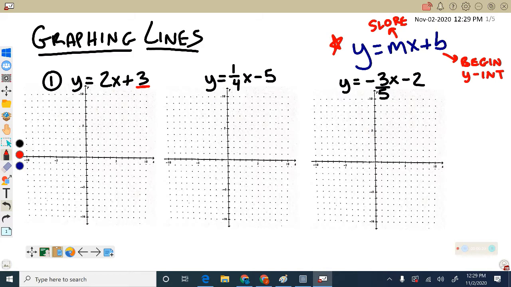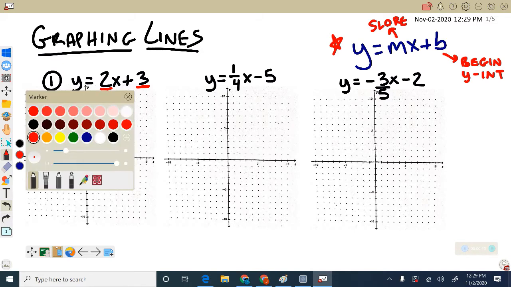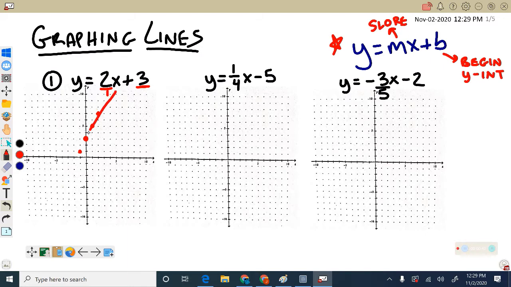The plus 3 here means you're going to begin at 3 on the axis. And your slope is to go up 2 to the right 1. Think of it as a fraction, up 2 over 1. I would do that a couple of times, and instead of going up and to the right, I can also go down and to the left, down and to the left, 2 over 1. And then you just connect your dots to make your straight line.